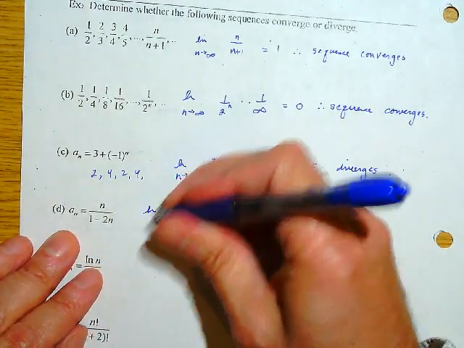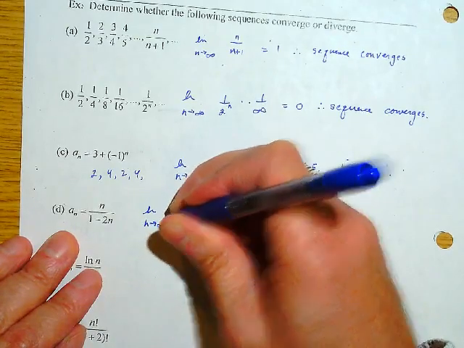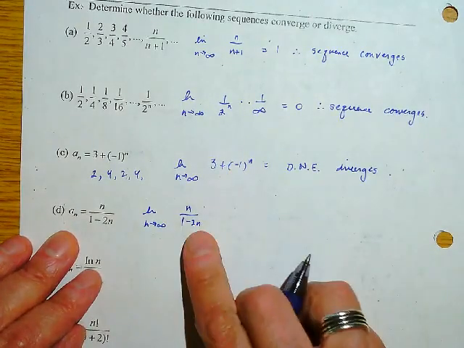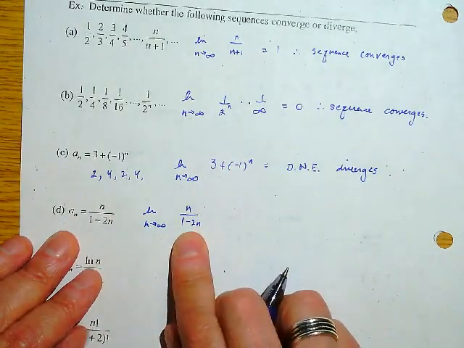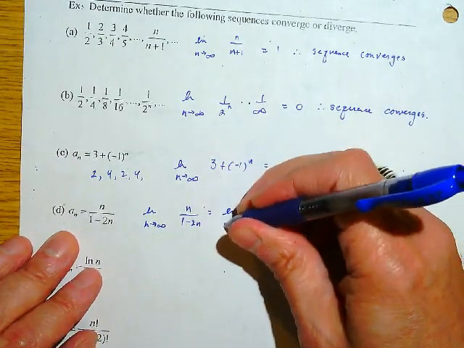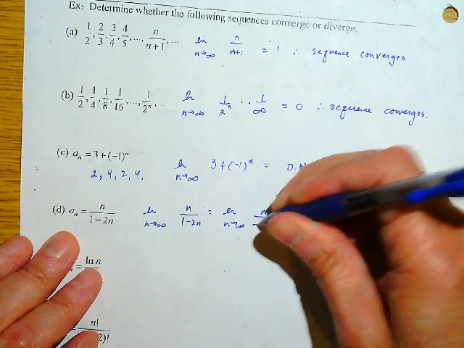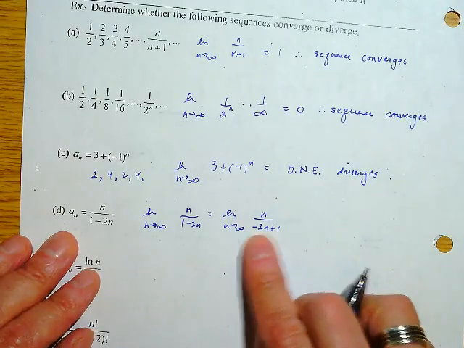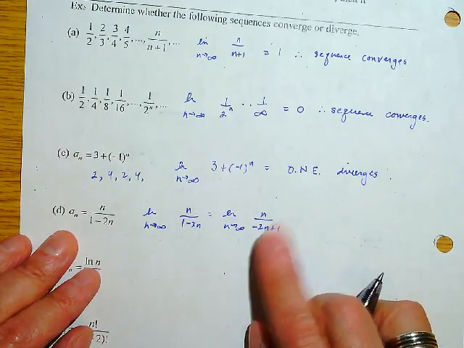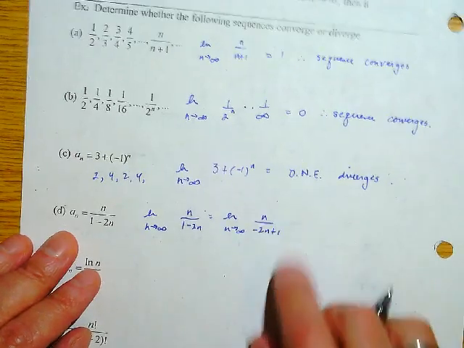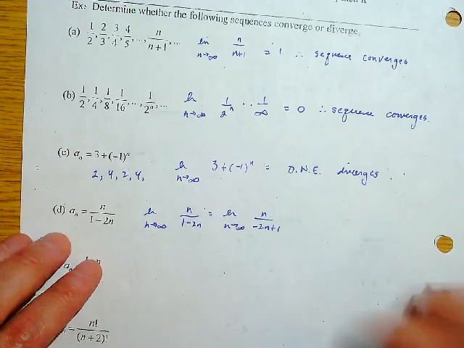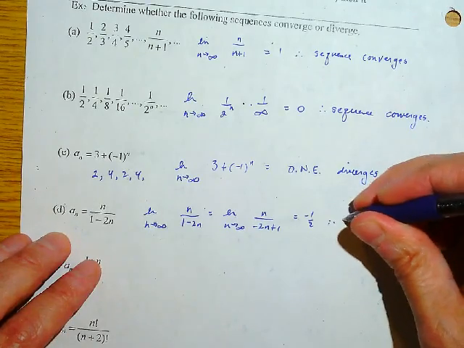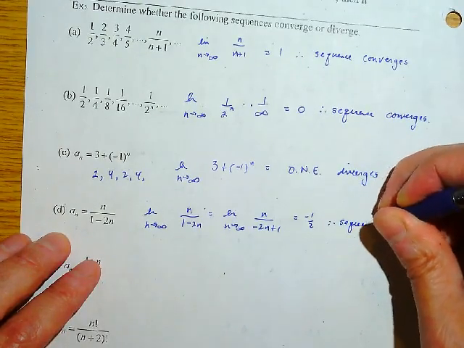Let's try this next one. The limit as n approaches infinity of n over 1 minus 2n. Now, notice how this denominator is not in standard form. You have to rewrite that as the limit as n approaches infinity of n over negative 2n plus 1. That's a giant number divided by negative 2 times that same giant number, plus my salary, not very important right there. So it really just boils down to 1 over negative 2 if we look at the leading coefficients. Negative 1/2, that is a finite number, therefore the sequence converges.